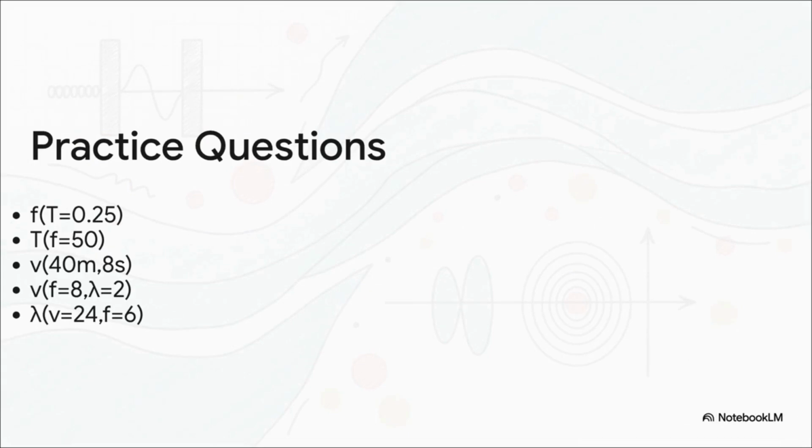And here are 5 practice questions pulled directly from our source material. I highly encourage you to hit pause on the explainer right here, grab a piece of paper, and try to calculate your own answers using that rule of opposites and our master formula. Like, can you find the frequency if the period is 0.25 seconds? Can you calculate speed from an 8 hertz frequency and a 2 meter wavelength? You have all the right formulas now to solve every single one of these.